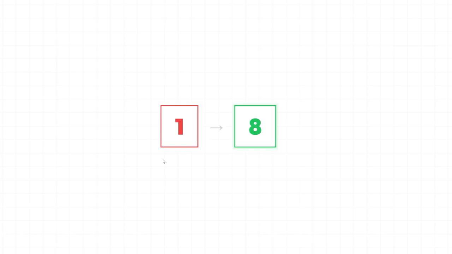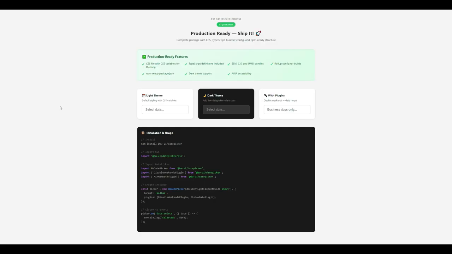We'll go from a single file, the bad code, to 8 files with modular architecture. Let me show you what we are going to build together. This is our black and white date picker, zero dependency, pure JavaScript, around 18 KB minified.